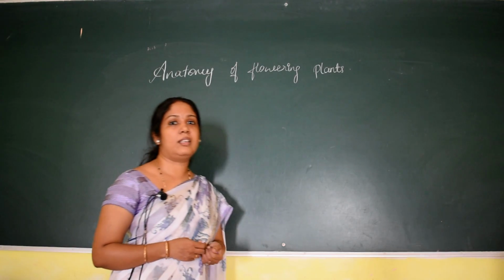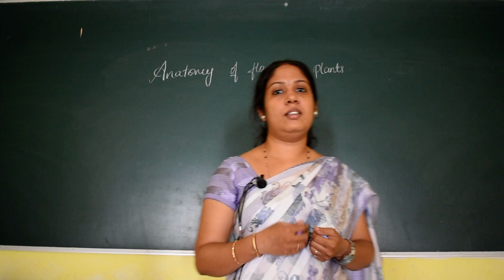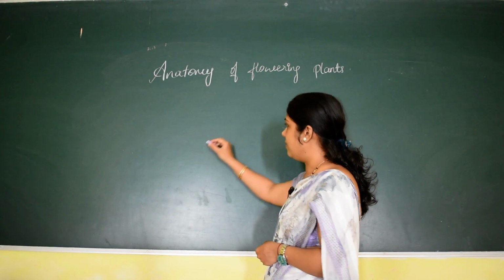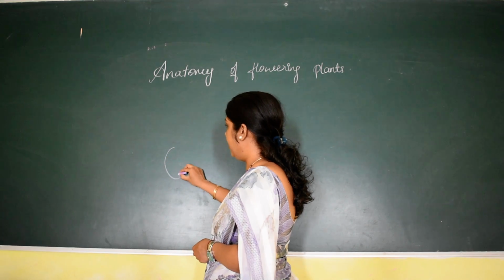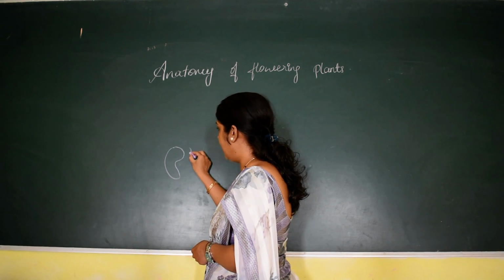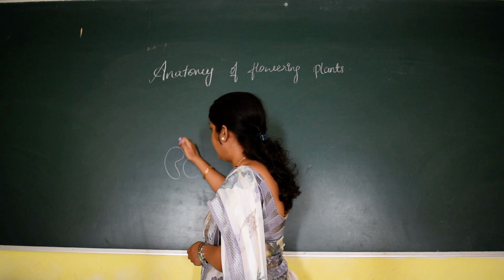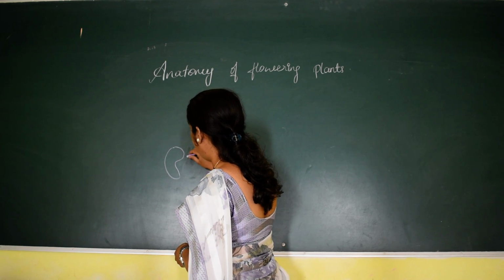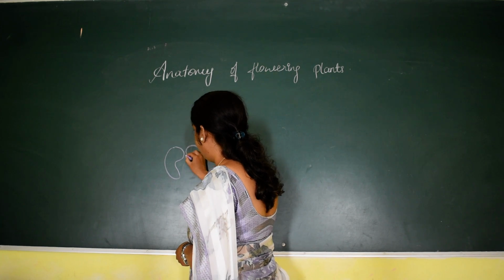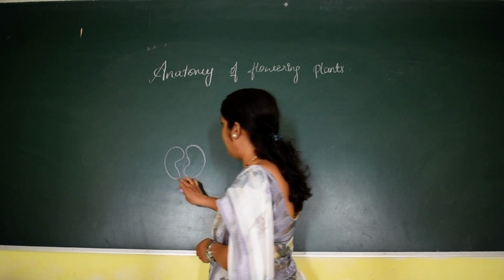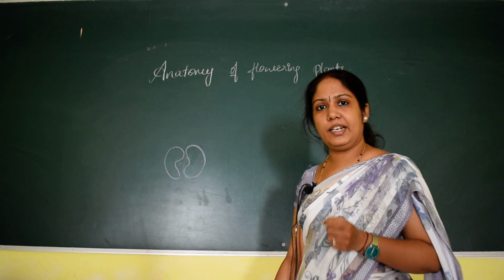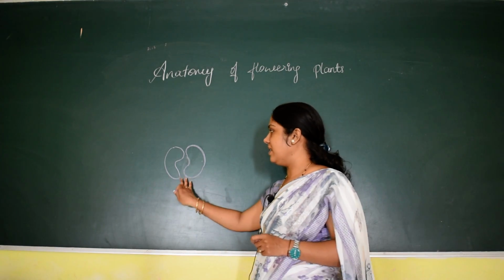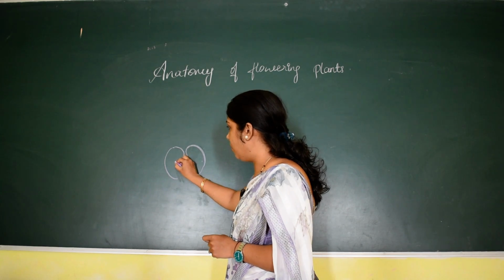So dear students, in the last class we were discussing the stomatal apparatus structure. The stomatal apparatus, as we have discussed, is made up of two kidney-shaped guard cells. These guard cells show an unequal thickening, and the guard cell is kidney shaped or bean shaped, and it contains a large number of chloroplasts within it.